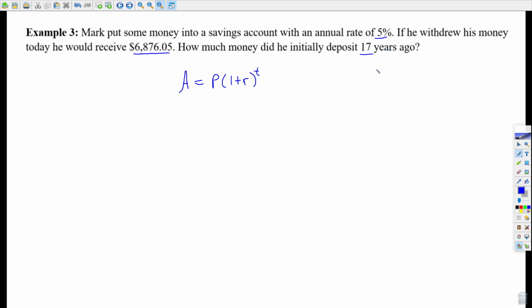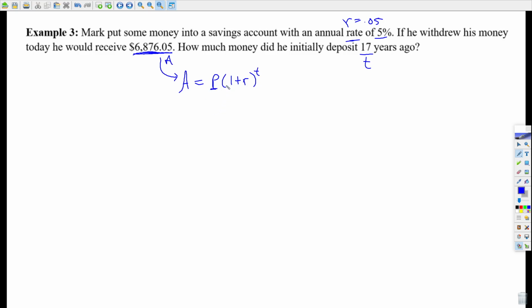17 years ago, so that's our time, T. It's a long time. Our annual rate, 5%, we're going to change that to 0.05 like we had before. That's our R value. So we have our R, we have our T. What else do they give us? What's this number here? If he withdrew his money today, he would receive this. This is the amount of money he has currently. So this is the total amount of money in his account. That's A.